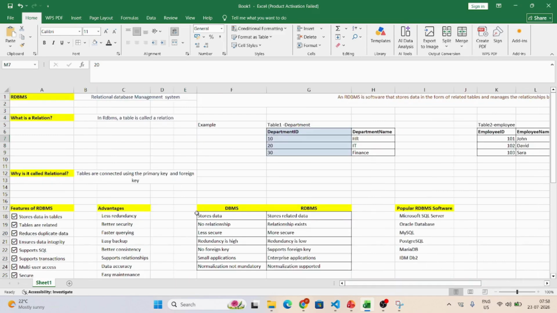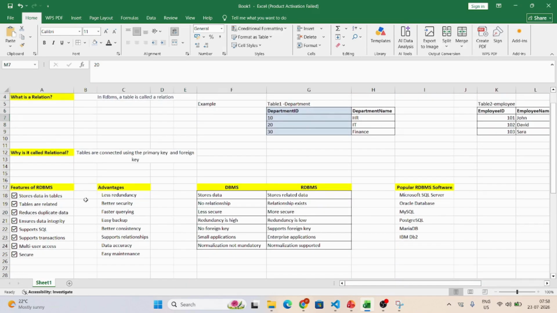Why is it called relational? Tables are connected using the primary key and foreign key. This comes under SQL. While going through SQL constraints, we will see what is the primary key, what is the foreign key, what is the unique key, check constraint, and default. These are the types of constraints we'll see.